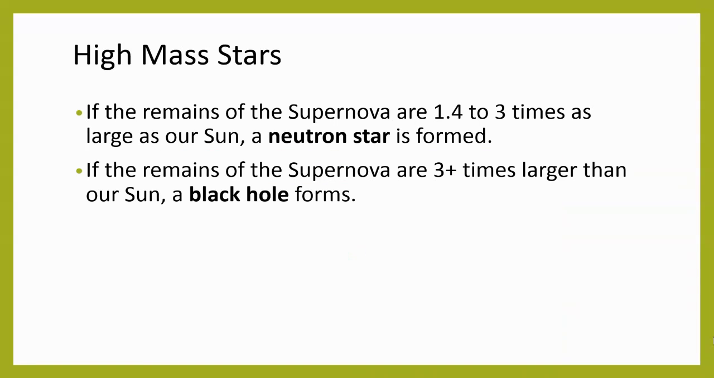Now, after the supernova, we have one of two cases that happens. If it's a smaller, large star that's left over, we get something known as a neutron star. If it's 1.4 to 3 times as large as our sun, we get a neutron star. However, if we have a lot of matter left over from that supernova, so 3 times the amount of stuff we have in our sun, this creates a black hole.